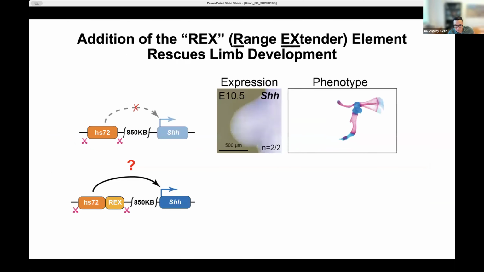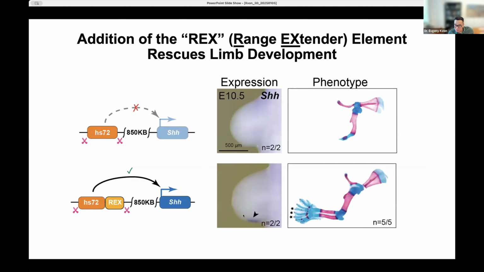And to test that hypothesis, we created another knock-in mouse where we replaced ZRS with an extended version of HS72 that contains this range extender element. And to remind you, the enhancer on its own is not enough to activate Sonic Hedgehog. But when we added this 200 base pair sequence, it was enough to restore Sonic Hedgehog expression in the limb bud and resulted in a fully developed limb that actually also had polydactyly due to broader activity of the HS72 enhancer in the limb.